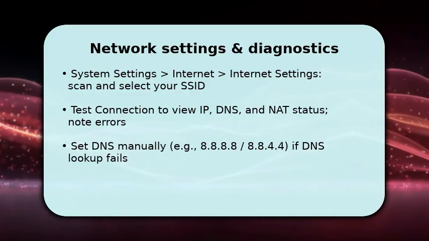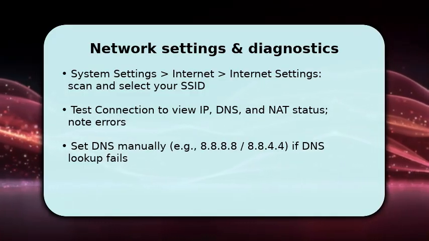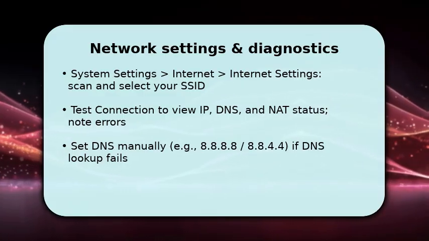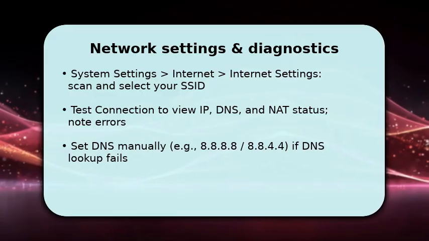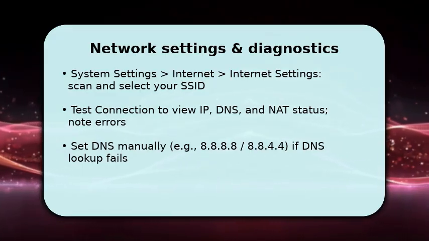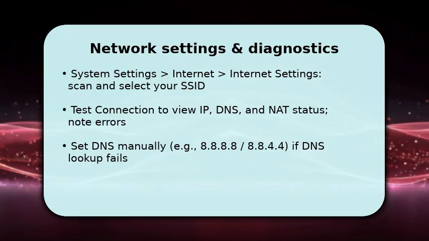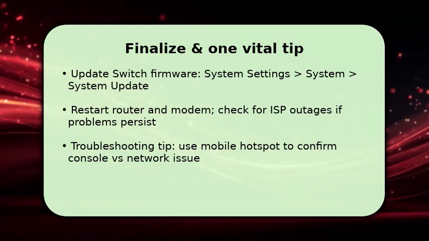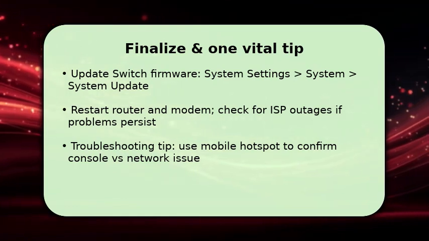If DNS lookups fail, switch to manual DNS like Google's 8.8.8.8 and 8.8.4.4. If you lack an IP, check DHCP on the router. These checks isolate whether the issue is Wi-Fi, DNS, or routing. Finish by ensuring the Switch runs current firmware. Install any system updates so networking fixes apply.